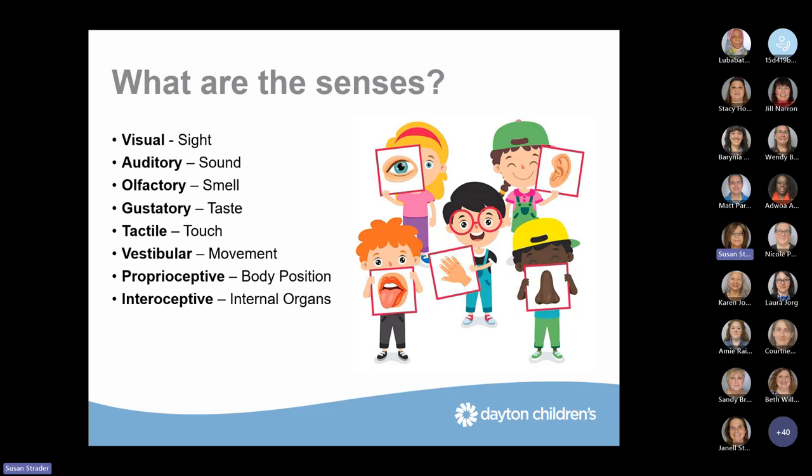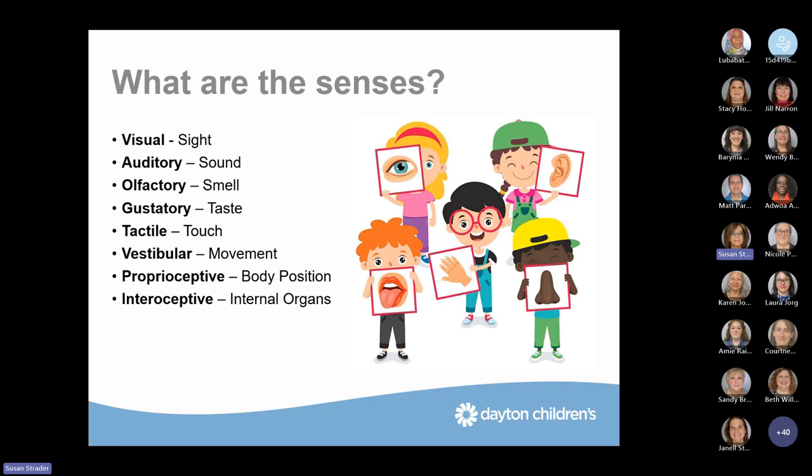Vestibular, which is movement and balance. That's the sensations you receive in your inner ear that tell you if you're standing upright and send messages to your body to help you move smoothly. Proprioceptive, which is your body position. Those sensations come through your muscles and joints and tell you how much force to use as you move through your environment.